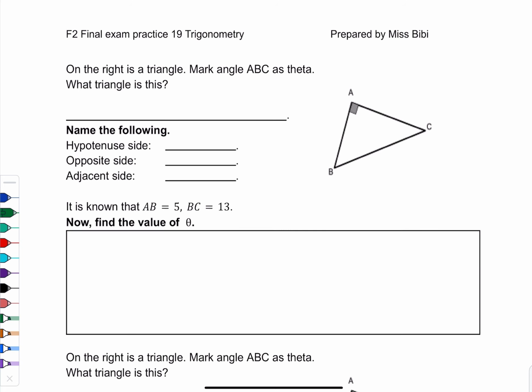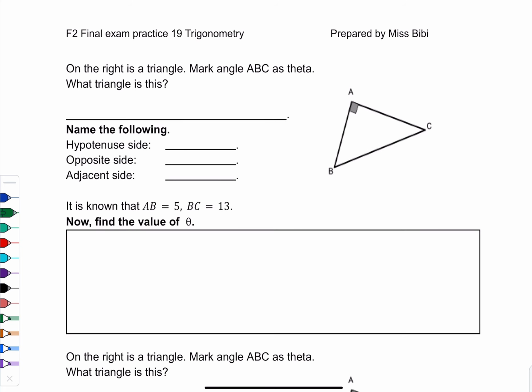Okay, next. So what kind of triangle is this? This is a right angle triangle. Don't write this, write the actual form, triangle. And which one is our theta? Our theta is ABC. So this angle, the one in the middle is B, so B is your theta.